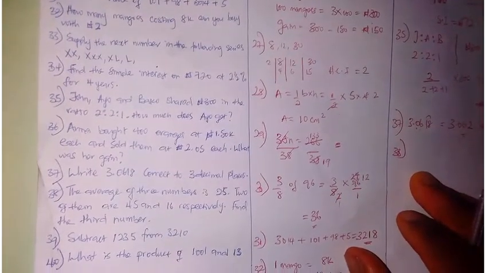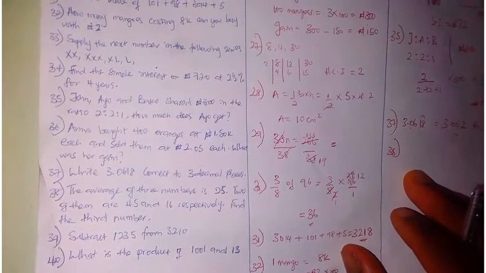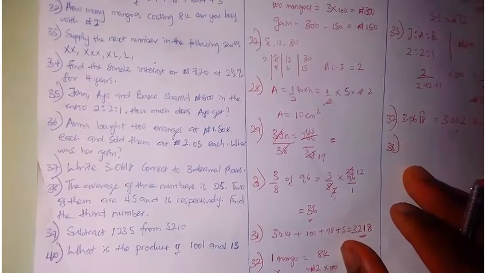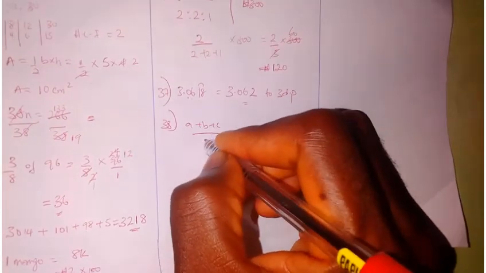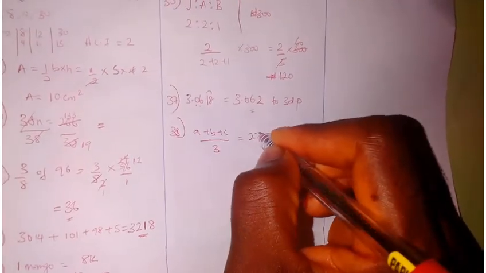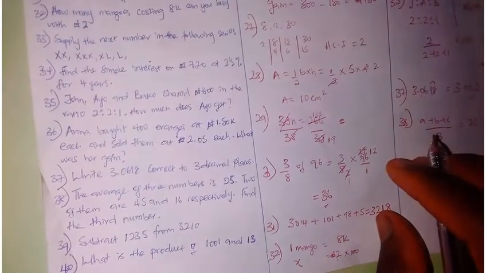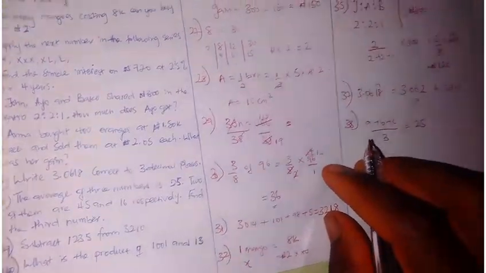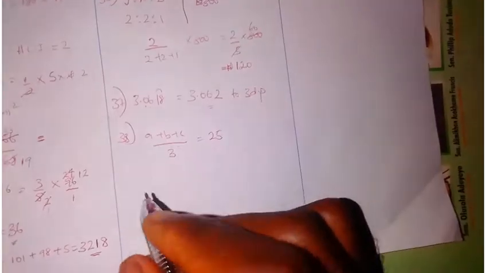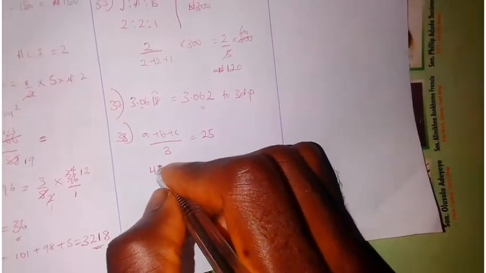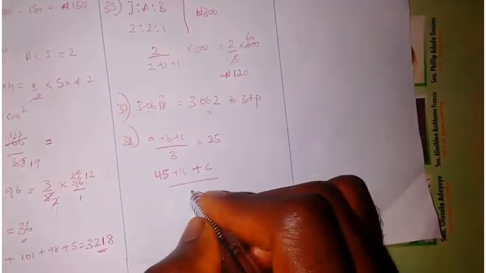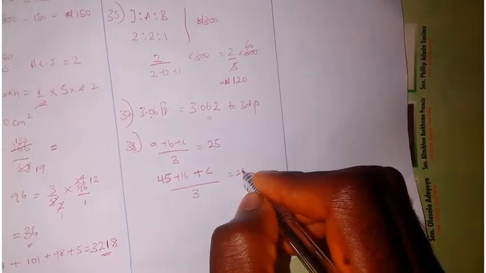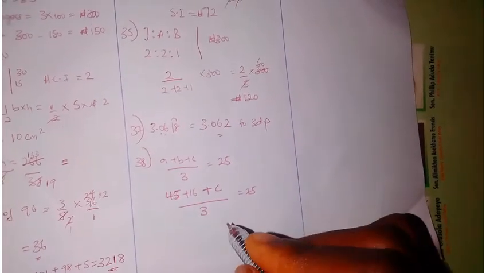The average of 3 numbers is 25. 2 of them are this and this respectively. Find the third number. Average of 3 numbers. Let the 3 numbers be A, B, and C. So that's A plus B plus C over 3 equals what? 25, because they said it is what? 25. 2 of them are 45 and 16 respectively. Let's say the first 2 as 45 plus 16. C is not known in that case then, over 3 equals 25. How will I get C?